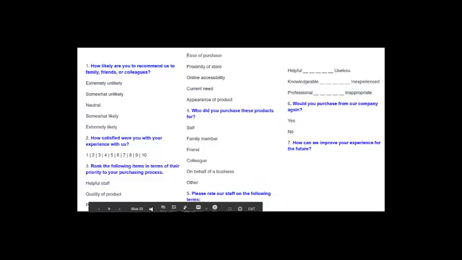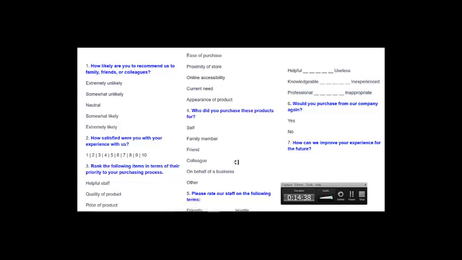So we have talked about the different kinds of questions that you will find on a questionnaire. This is a sample of the kind of questionnaire we would issue to customers to test customer satisfaction.